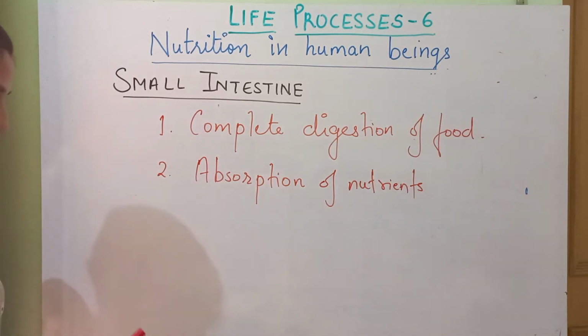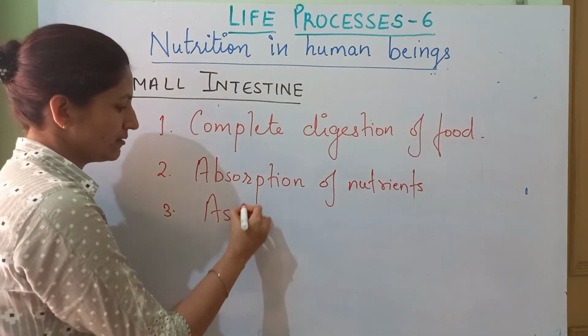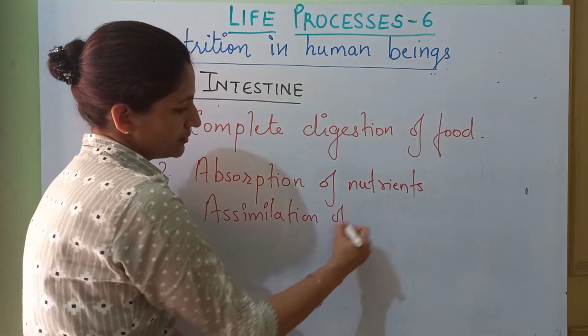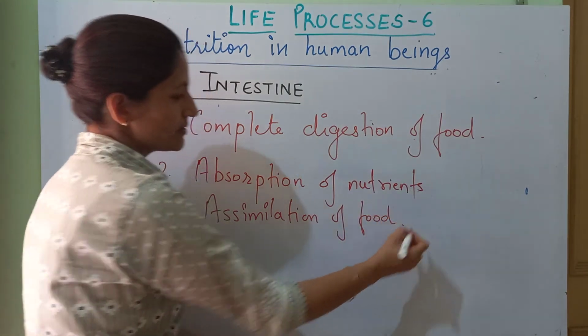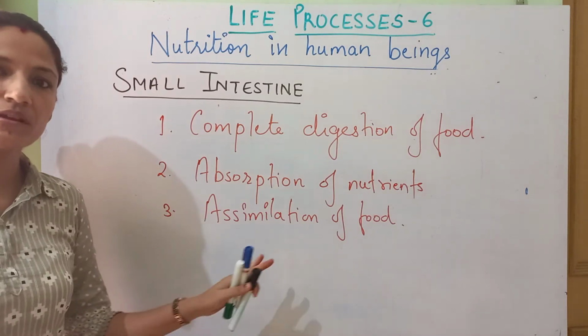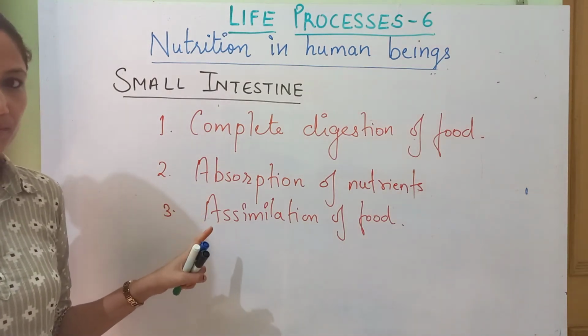that is also occurring from here. Okay, the third thing is assimilation of the food, that is also occurring from the small intestine. Got it? That is distribution of the nutrients to the required sites. Okay, so these things are going to happen over here.